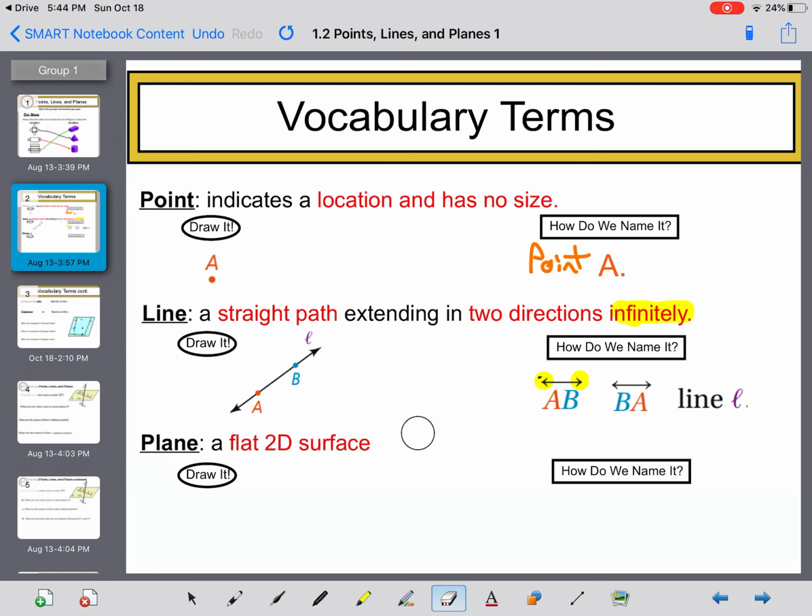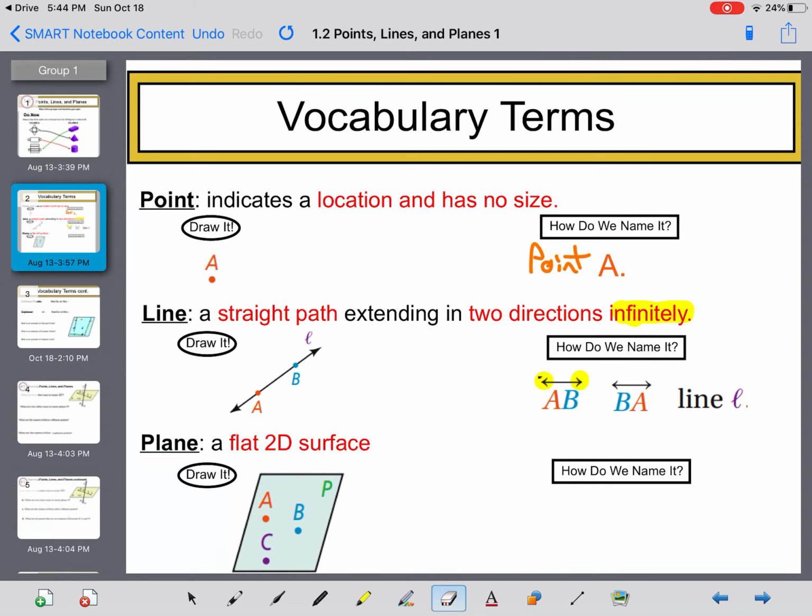A plane is a flat, 2-dimensional surface. This picture may take you a little while to draw, so feel free to pause. If you were to draw a plane, it would look something like this. Your plane is your light blue here, and notice that it has points contained within it. And again, just like our line had a L associated with it, this time we have a P with no point associated with the plane.